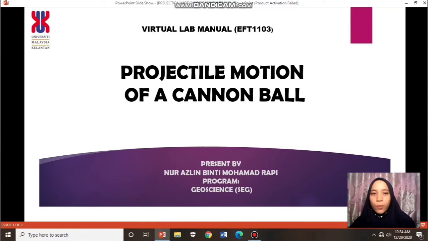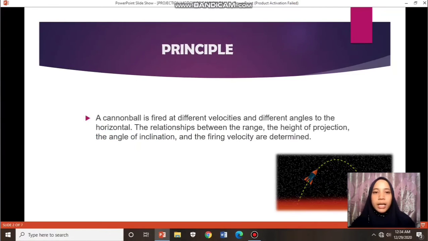Okay, today I would like to share how to do the experiment projectile motion of a cannonball by using a virtual lab. Before we do the experiment, we need to know the principle of this experiment. A cannonball is fired at different velocity and different angle to the horizontal. The relationship between the range, the height of projection, the angle of inclination, and the firing velocity are determined.